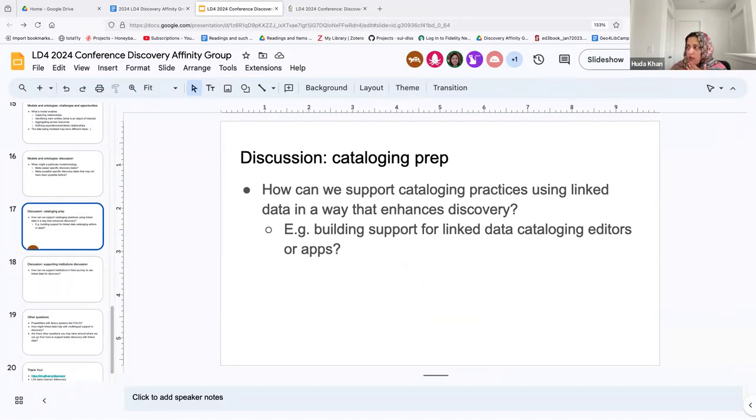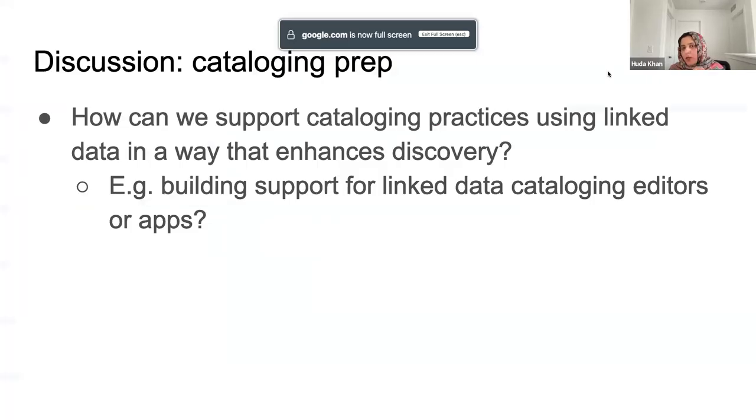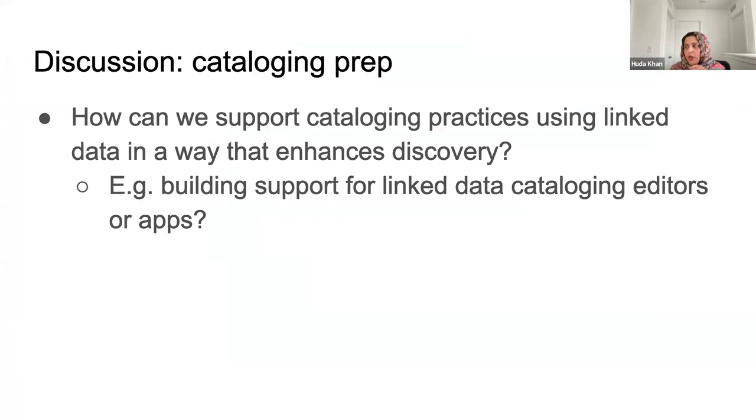So one of the questions that came up when we were thinking about what we might do in the session is, how can we support cataloging practices using linked data in a way that enhances discovery? How can we prepare the cataloging workflows and everything to build that support in? And I think, not to put Allison on the spot, I think Allison is here. I do see Allison. Allison, if I have misinterpreted or not worded the question correctly, please feel free to add to the chat or chime in.